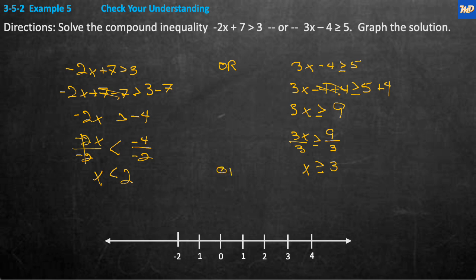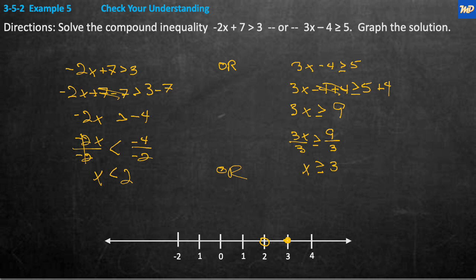So that's or, right? It's x is less than 2 or x is greater than or equal to 3. So let's go ahead and graph it. We have a 2, which is right here, and it's not equal, it's just less than, so we're just going to put a circle around the 2. And the x for the right-hand side is greater than or equal to 3, so we're going to have an equal sign. Here's the 3, and we're going to put a dot on it.